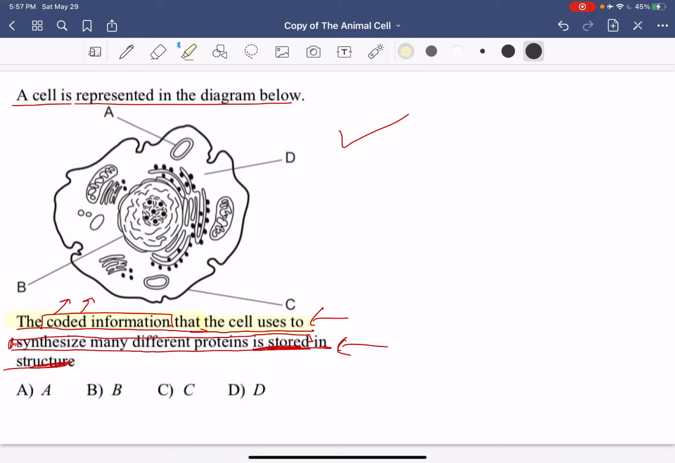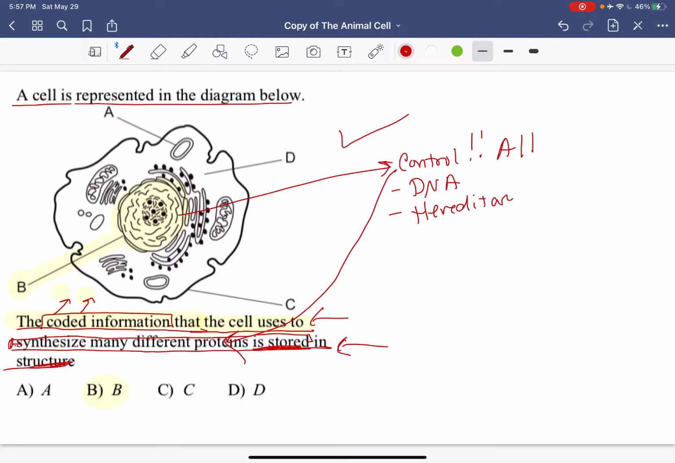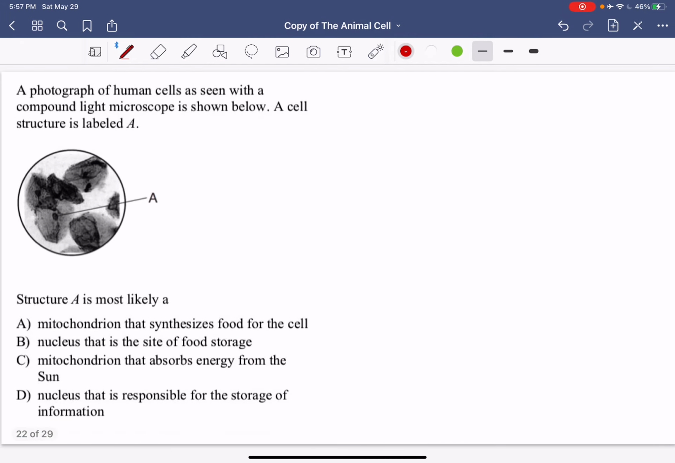So when referring to the nucleus, we got to break this down. In the nucleus, it controls all cell activity. It controls all. So it controls protein synthesis. It contains DNA. It's where hereditary information is found, which is DNA. It has coded information, which is another way of just describing DNA. Okay, so just remember these. We're referring to the same wonderful organelle.